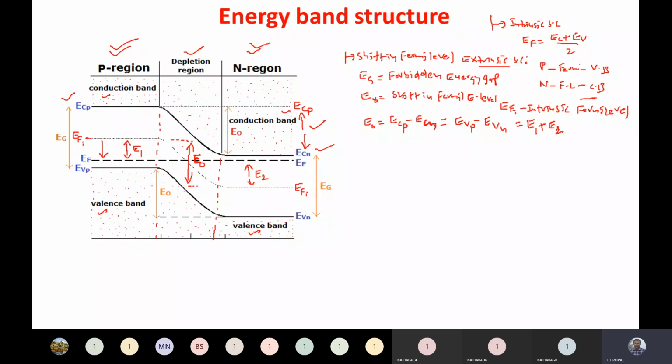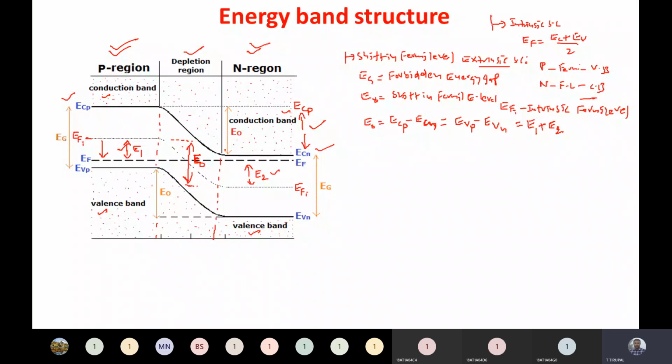Please do remember this one. You might not have studied it in JNTU classes. This should be studied in GATE and competitive exams classes. See, this is E naught, which is called a shift in energy level. This E naught is also called energy band gap, forbidden energy gap, shift in Fermi energy level. Because the Fermi level is shifting from this point to this one in P-type, I am noting this as E1. And the Fermi level shifting from this point to this point, I am noting as E2. So E naught is equal to E1 plus E2.